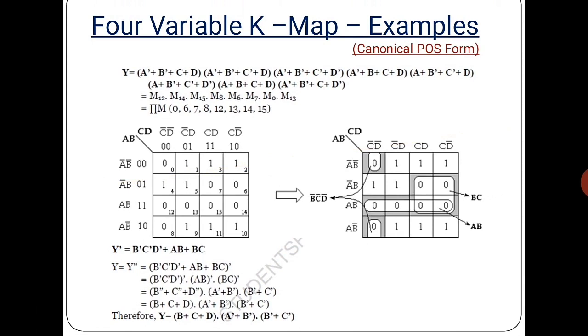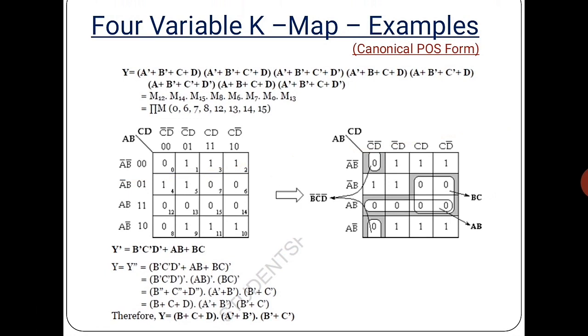So we are having 4 adjacent zeros, so we are going to group them as a rectangle, and also we are going to group as a square. So we can get the 2 groupings. In these 2 quad groupings we can get BC and AB, and then one more pair, 0 and 8, will be grouped as a pair, and then we can get the formula. The common variables are b bar, c bar, d bar.